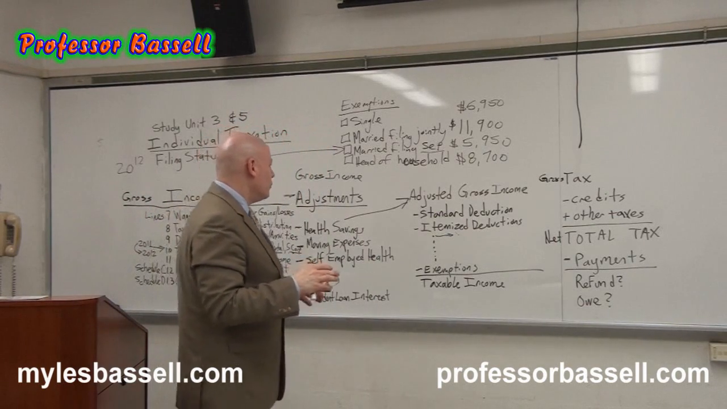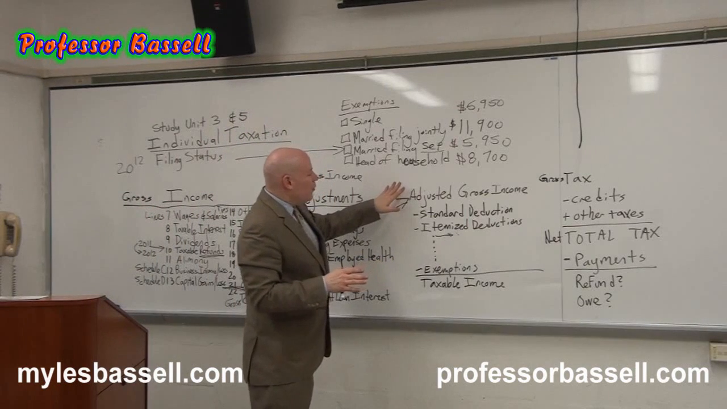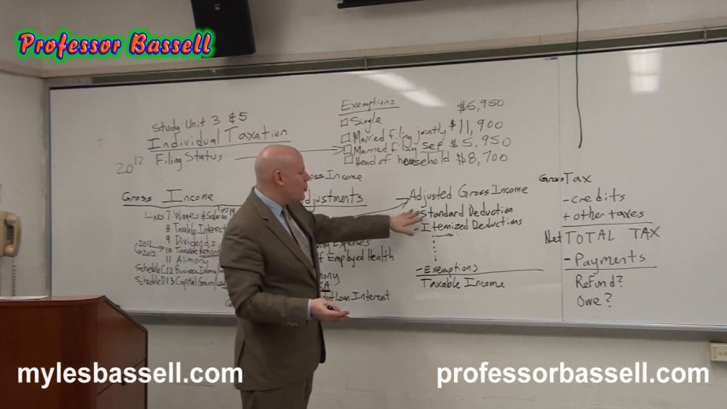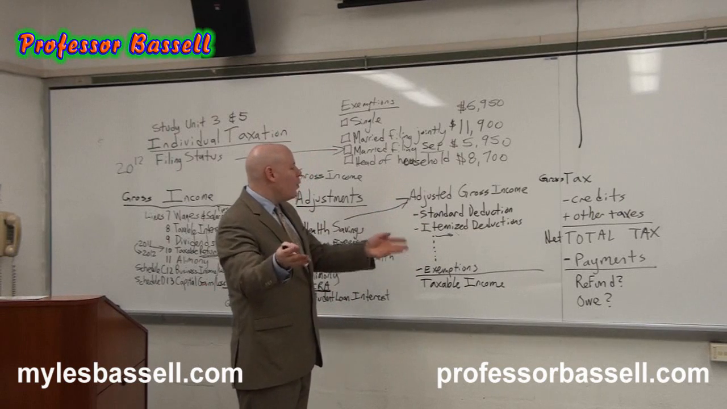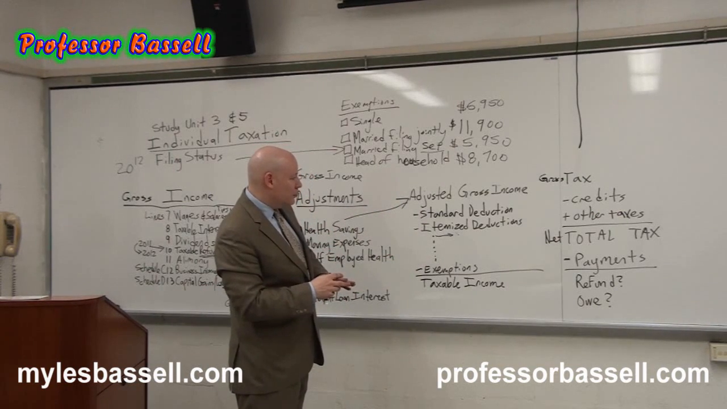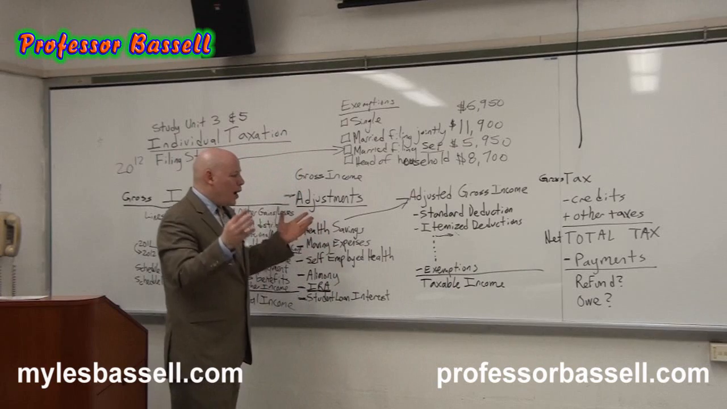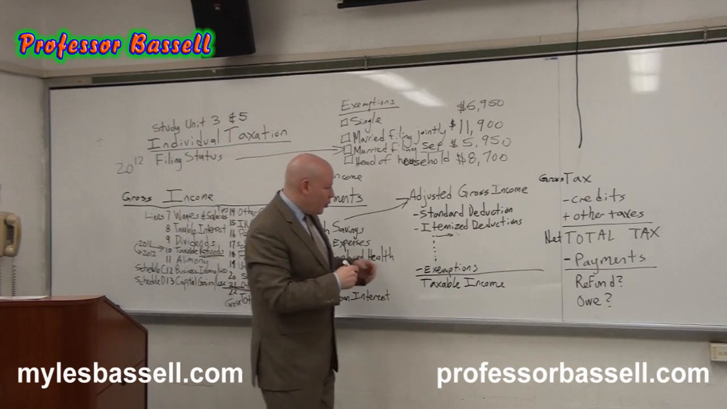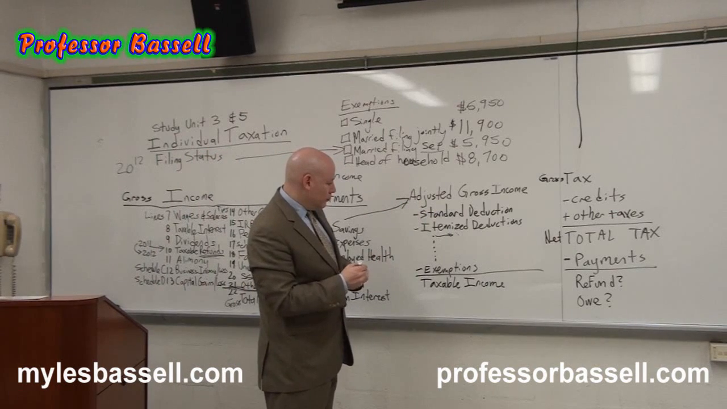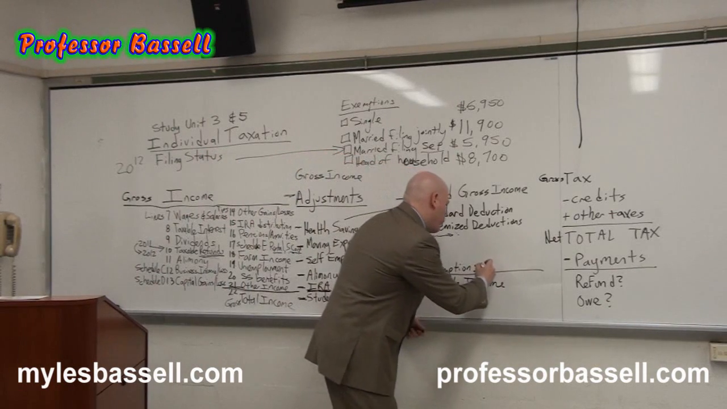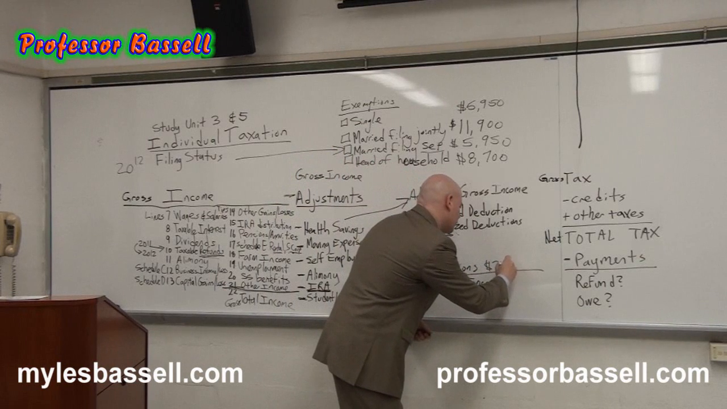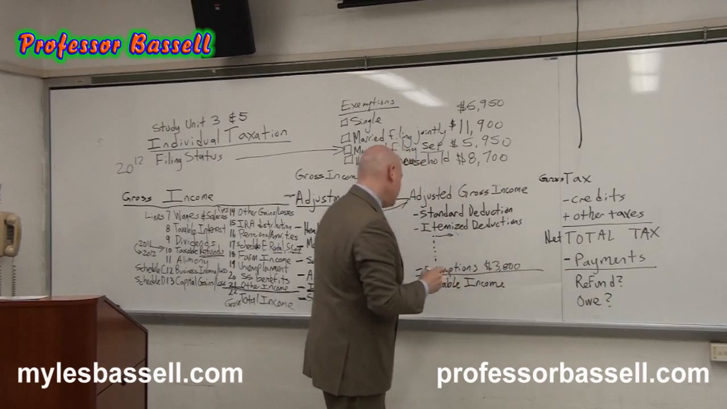All right, so we have our adjusted gross income. Then we need to decide which is greater, the standard deduction or the itemized deductions. We want to take the greater of the two. Now, how much for 2012? How much is the exemption? $3,800? Yeah, times the number of people.